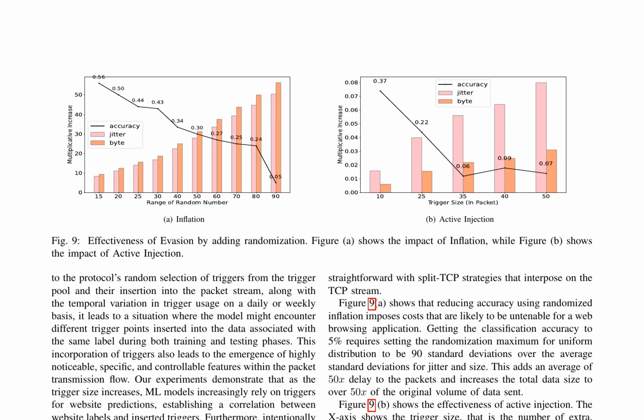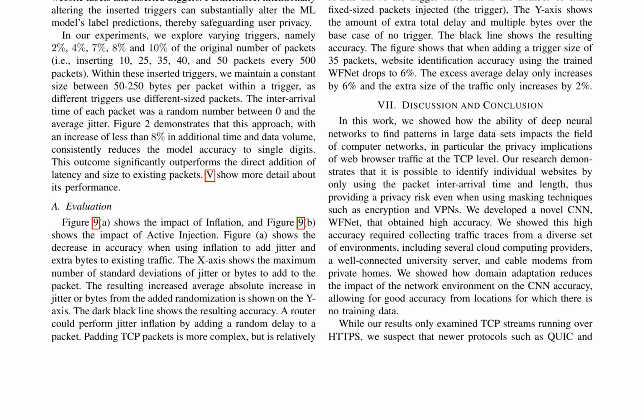The paper concludes by discussing the implications of their findings for privacy protection and the potential for using evasion techniques such as inflation and active injection to safeguard user privacy. These techniques involve adding randomization to traffic features, contaminating the data to reduce ML model accuracy. The authors suggest that the incorporation of triggers can significantly alter the ML model's label predictions, thereby enhancing privacy.